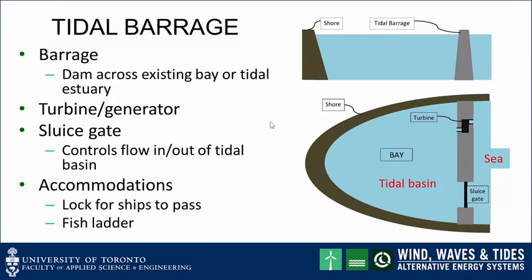The fourth element of a tidal barrage comes under the category of accommodations, and things that fit in that category would be a lock to allow ships to pass. If this is a harbor which supports fishing industry or leisure activities, there has to be some provision for the ships, and also for the environmental aspects of allowing a flow of fish back and forth.